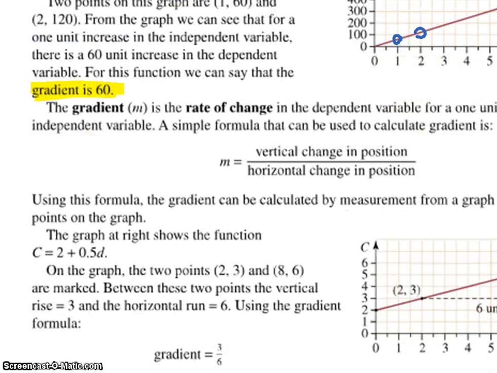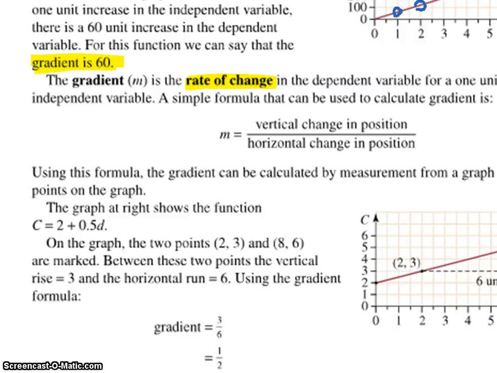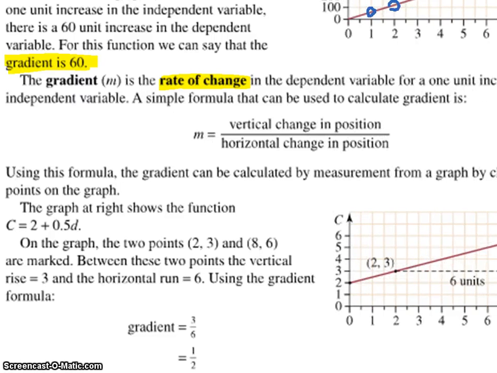Alright, so this is the important bit. The gradient is the rate of change. Alright. Okay. The gradient is the rate of change in the dependent variable for 1 unit increase in the independent variable. Okay? What that's saying is how high do we go, or how much higher do we go for every 1 unit that we go across?